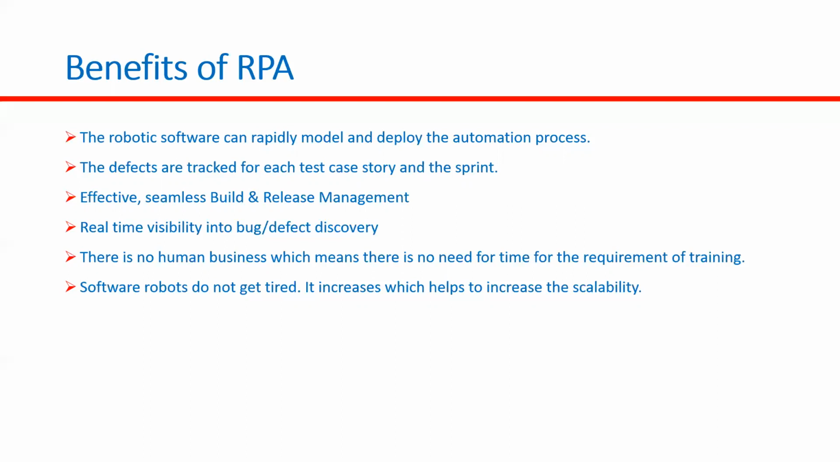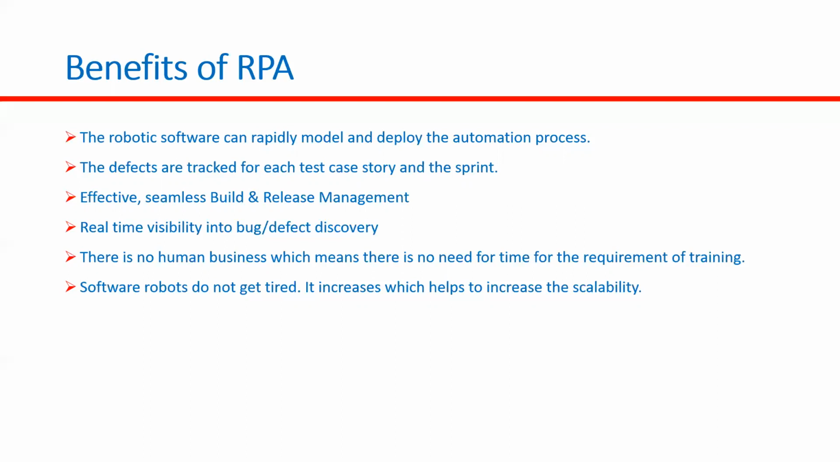There is no human involvement, which means there is no need for training time. People need not be involved much in the automation process. So that is the main benefit: we are reducing people's intervention in the automation process.